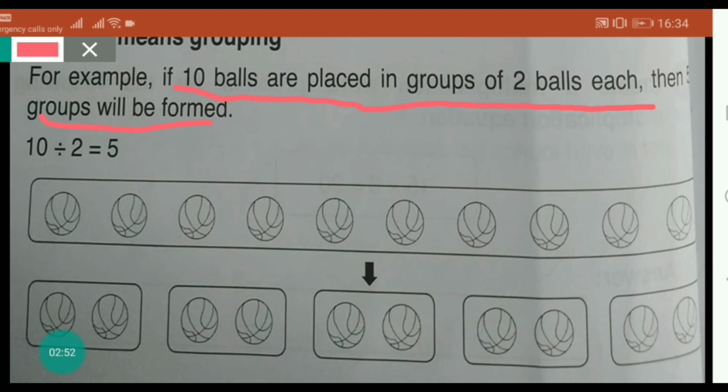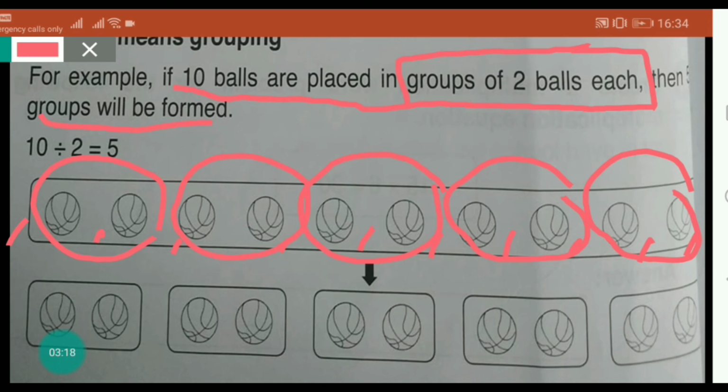Let's count how many balls are there. So 1, 2, 3, 4, 5, 6, 7, 8, 9, 10. Now we need to group them by twos. So let's group them by twos. So we have 1 and 2, circle, 1 and 2, circle, 1 and 2, circle, 1 and 2, circle. There you go. Alright, so we have 1, 2, 3, 4, 5. So there are 5 groups that are formed.